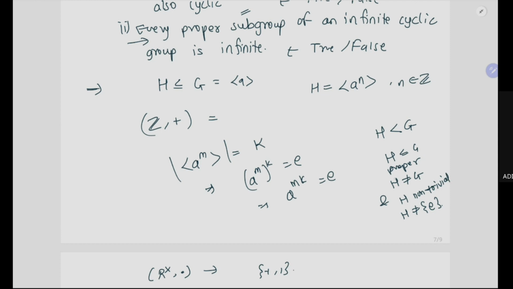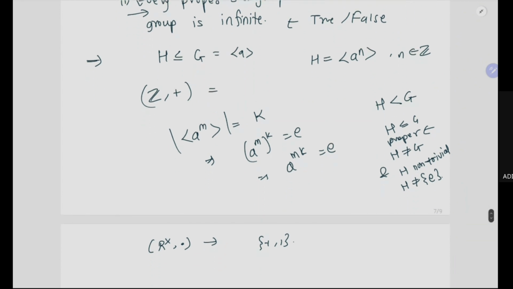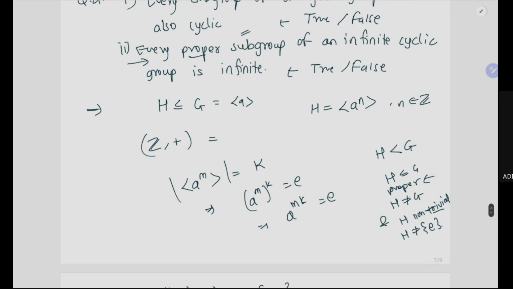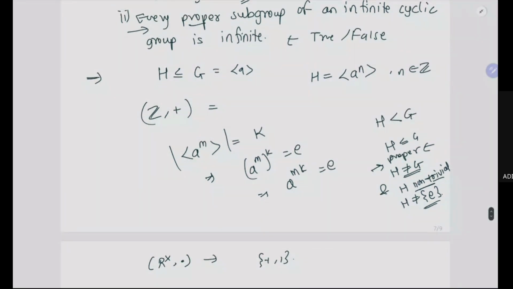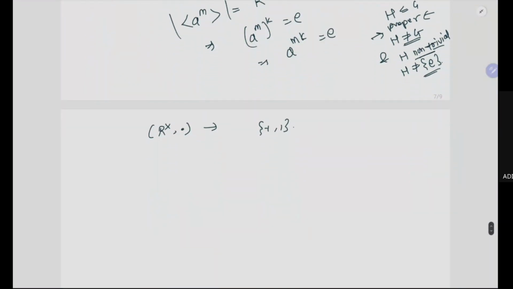These two terms are really important when we talk about groups in general. If you miss the words proper and trivial while reading the question, you might end up writing something wrong in the exam. So understand this properly. Proper means it should not be equal to G, and non-trivial means it should not be equal to the identity element itself. Okay? Okay, ma'am.